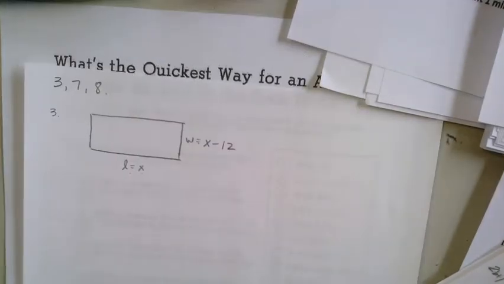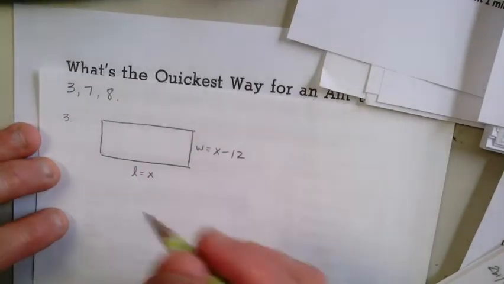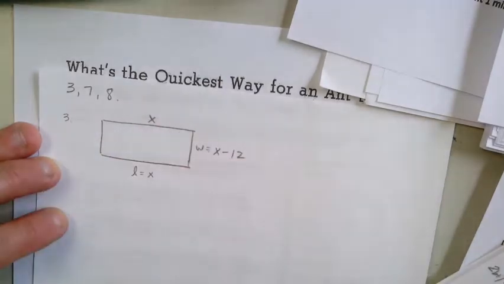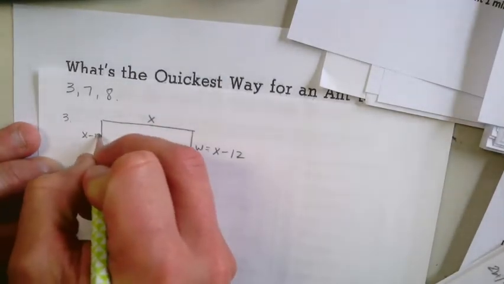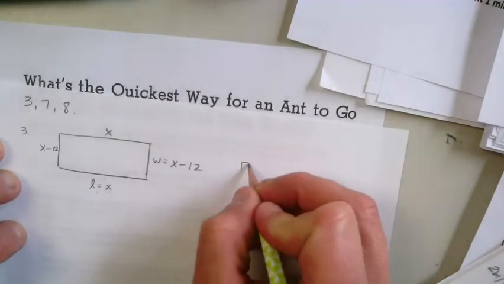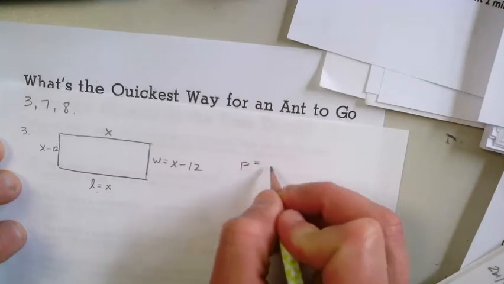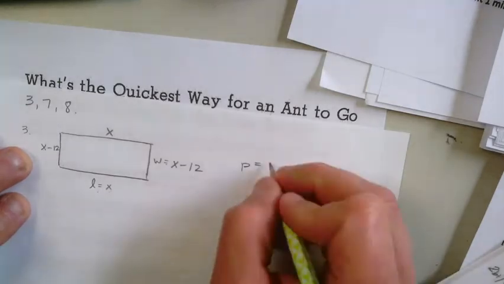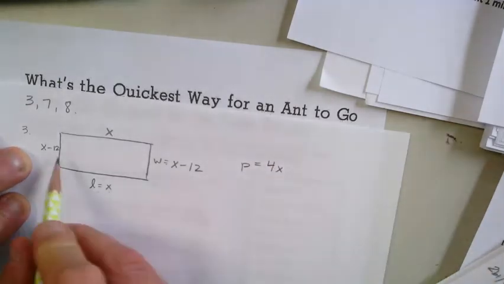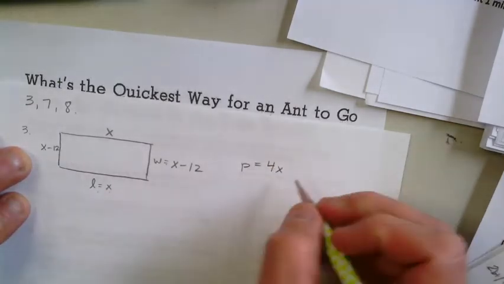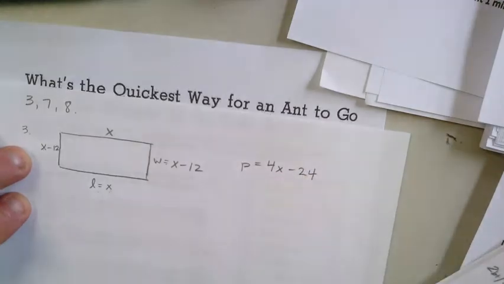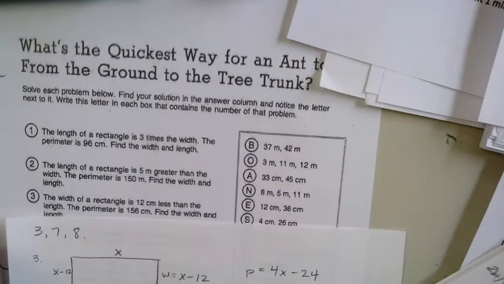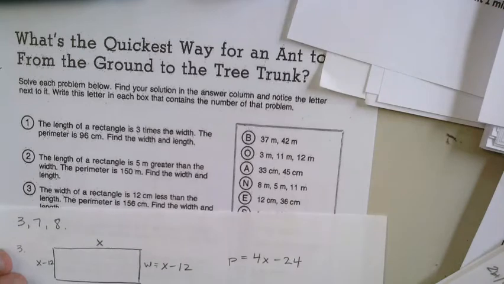So the perimeter, then, if I add up all the sides, if this is x, and then this one is x minus 12 as well, the perimeter of this entire shape is going to be this. We have 1, 2, 3, 4 x's, and then we have minus 12 and minus 12, so minus 24. So that's the perimeter in terms of x. We call it in terms of x because it's defined in terms of x.